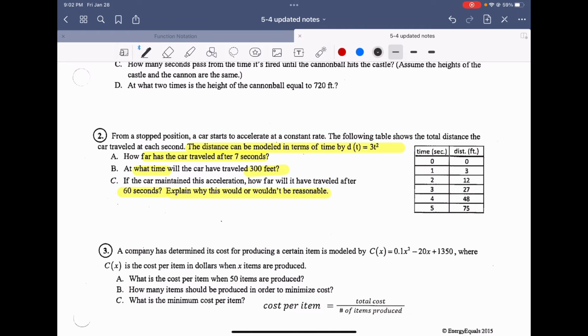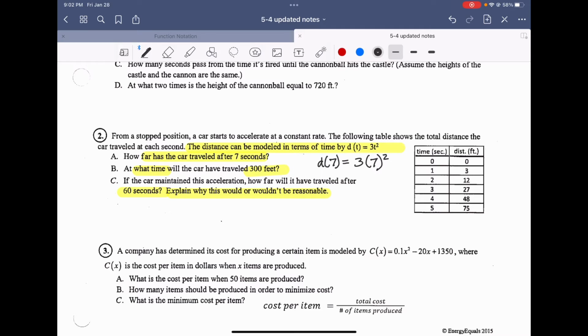So how far has the car traveled at 7 seconds? So we want to know how far, that's the distance. So we want to know the distance at 7 seconds. So we're going to put 7 in for what the time is. So then we'll put 7 in again wherever there's time. So this is what we want to know. So we could go ahead and just plug that into our calculator and we would get the answer.